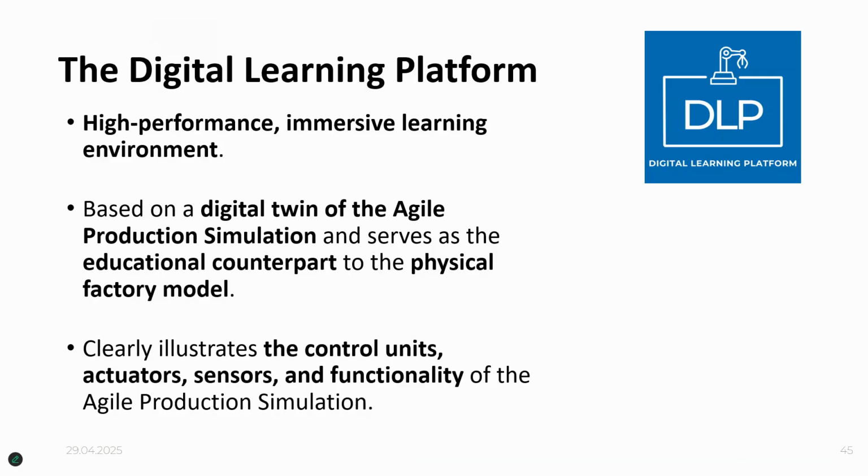So another very important aspect of the APS model, which I touched upon earlier, is the inclusion of a digital learning platform. The digital learning platform is a high-performance, immersive learning environment, and it's based on a digital twin of the Agile Production Simulation. Now, this serves as the educational counterpart to the physical factory model. This learning tool is used to clearly illustrate the control units, the actuators, and sensors included on the model, and to demonstrate the full functionality of the APS.